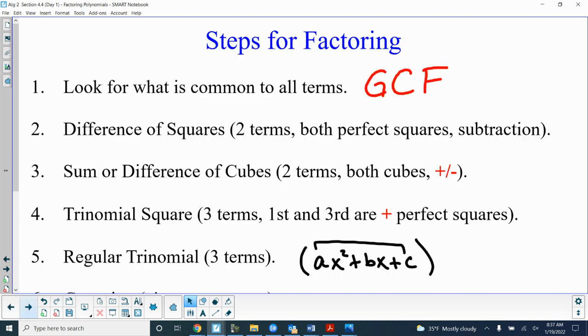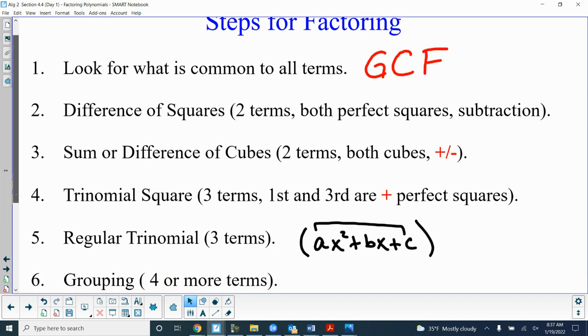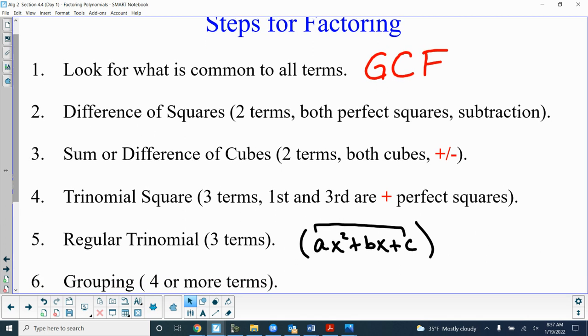Here are the steps for factoring that we went over when we did our little review of factoring before we started. Going through these real quick: always look for a GCF to start a factoring problem. Then if it's got two terms and they're both perfect squares with a minus between them, we call that a difference of squares, and there's a certain way we factor those. And today we'll learn about number 3, sum or difference of cubes.